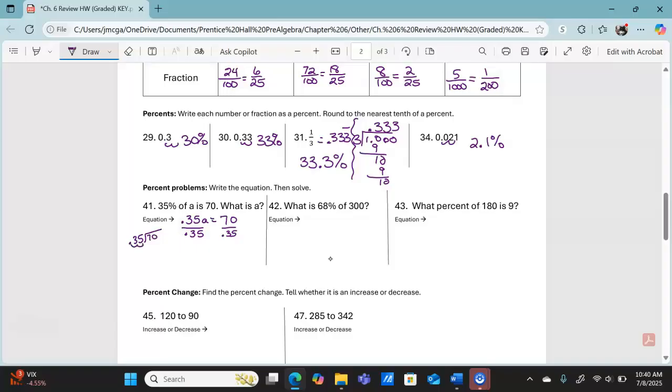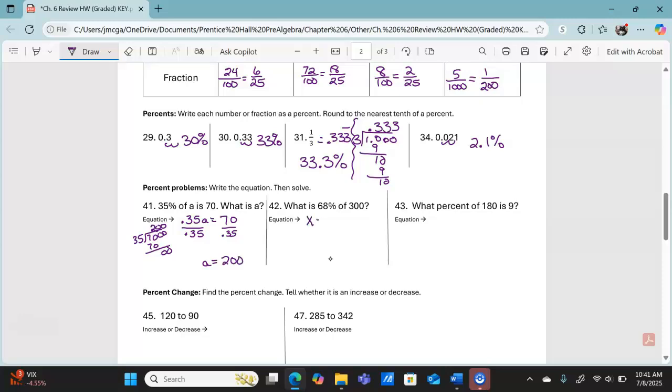I need to move the decimal 2 to the right, so it's going to move over here as well. And so we will have 35 into 7,000. 35 goes into 70 2 times. And then these 2 zeros would give me 2 zeros there. So A is 200.